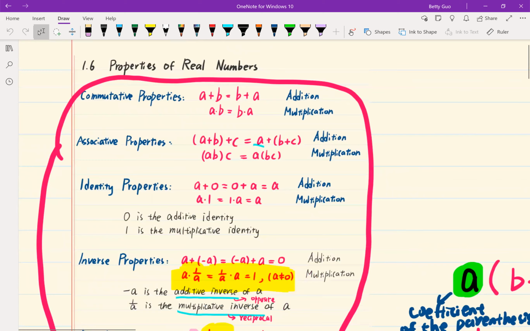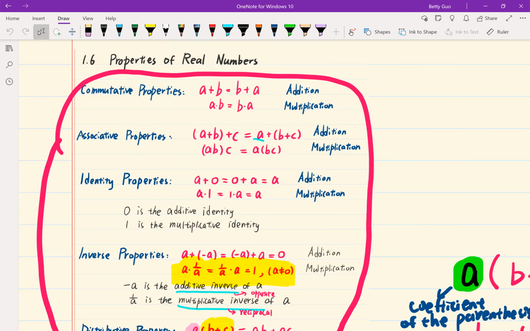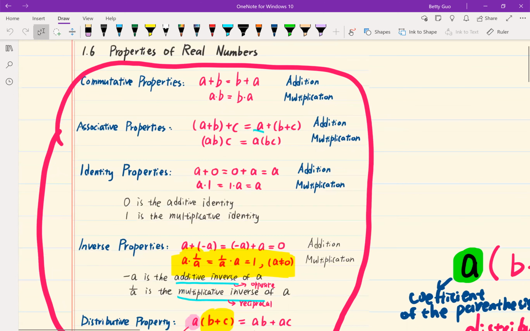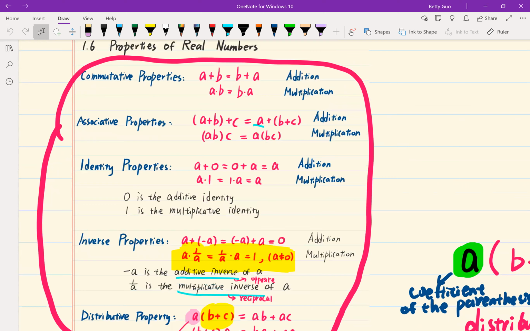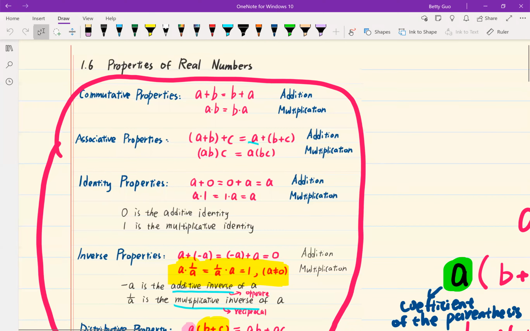The next section would be the last section though. Properties of real numbers, 1.6. So maybe you can use the 5 minutes to copy down those formulas. Yeah, let's see the formulas. The first property, commutative properties.